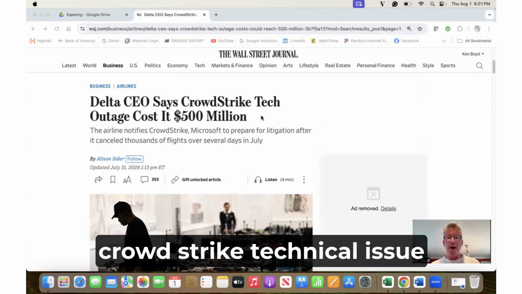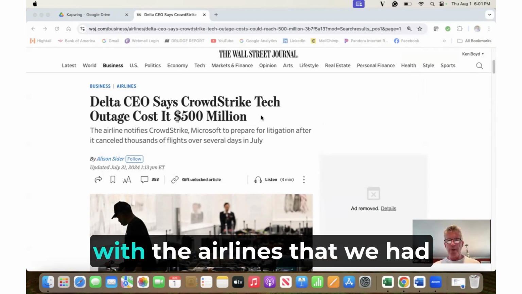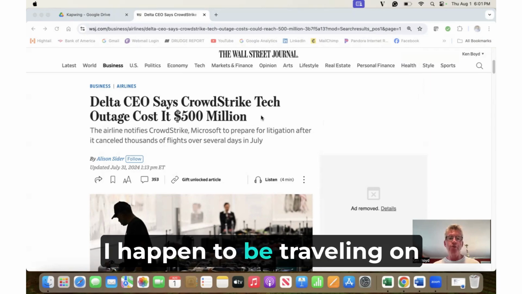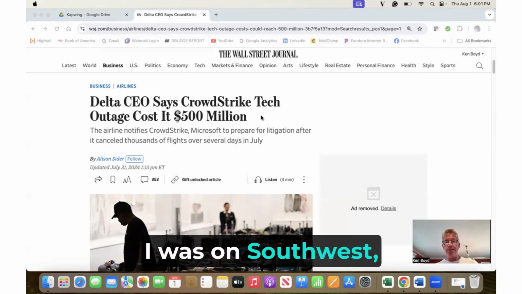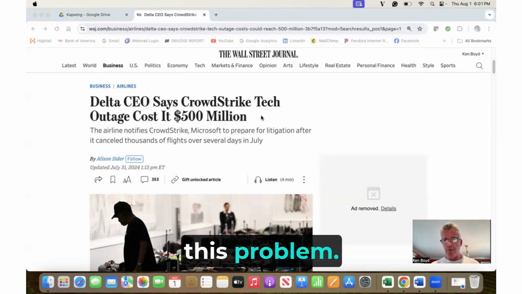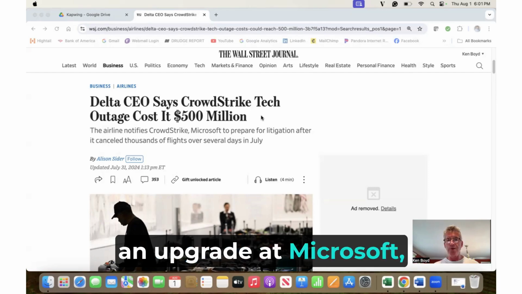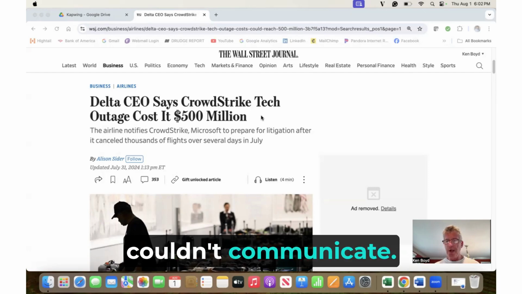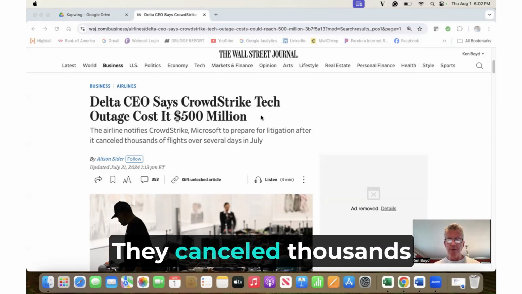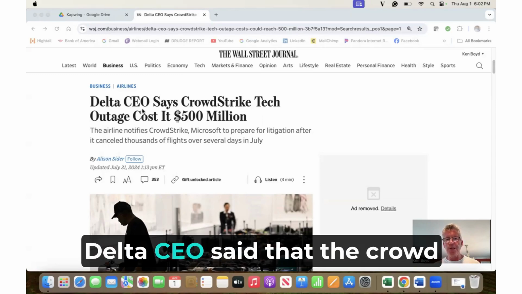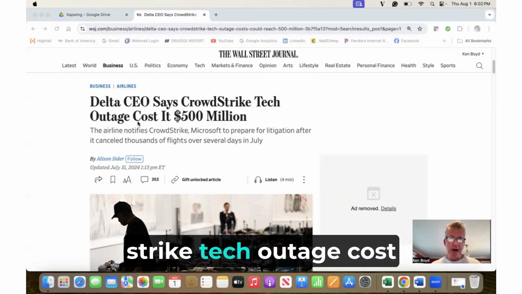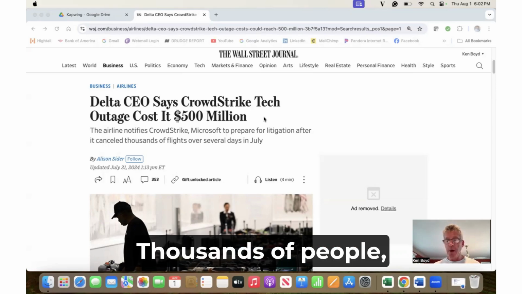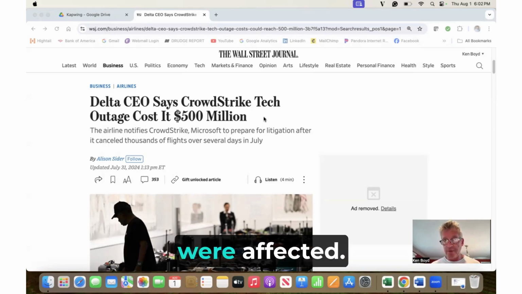So most of us have heard about the CrowdStrike technical issue with the airlines that we had here in late July of 2024. I happened to be traveling on vacation. Fortunately, I was on Southwest, which did not experience this problem. The problem was related to an upgrade in Microsoft. American, Delta, and all kinds of airlines couldn't communicate. They canceled thousands of flights, and you can see here that the Delta CEO said that the CrowdStrike tech outage cost $500 million. A huge issue. Tens of thousands of people were affected.